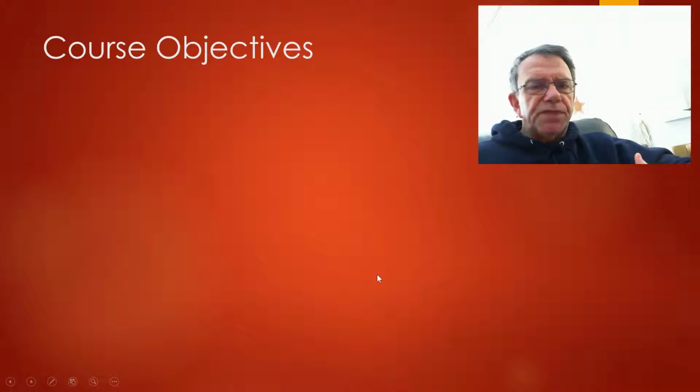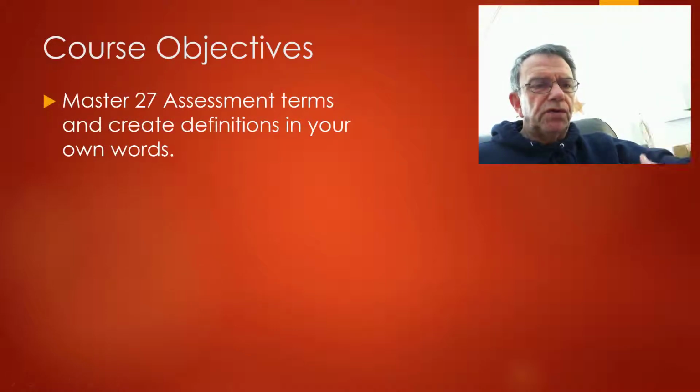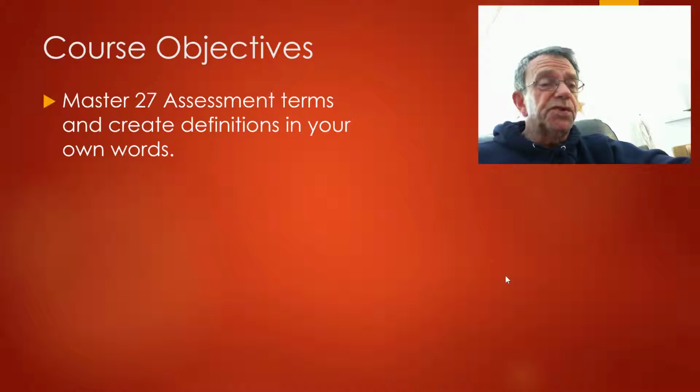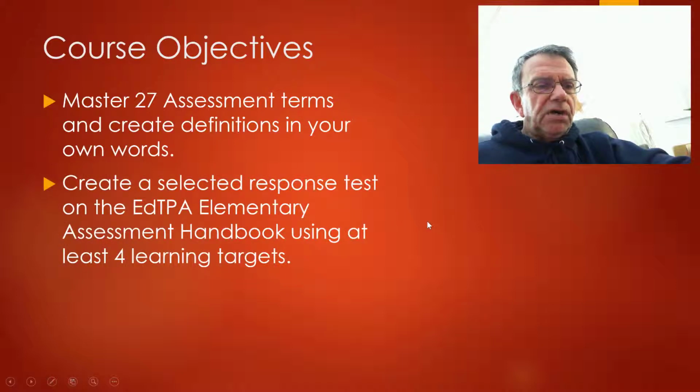I want to go into the course objectives just to give you an overview of what we're going to do. One of the first objectives is that you should master 27 assessment terms, which are located in your vocabulary in your own words, which you will be reminded of to fill out every week, every session. You're going to create a selected response test on the EdTPA Elementary Education Assessment Handbook, using at least 4 learning targets and possibly 5, but no more than 5.